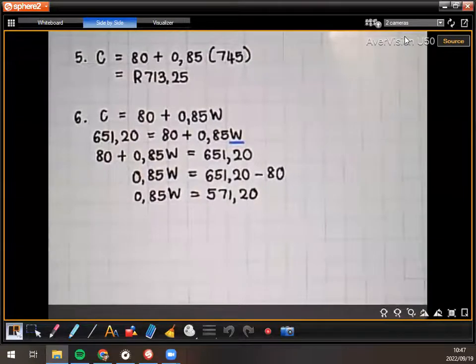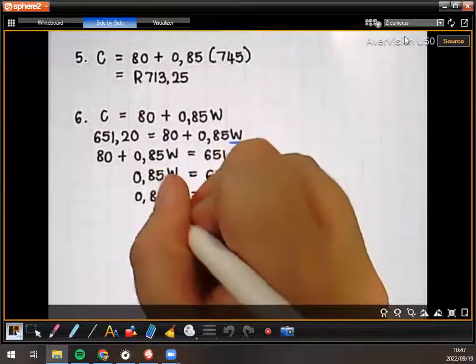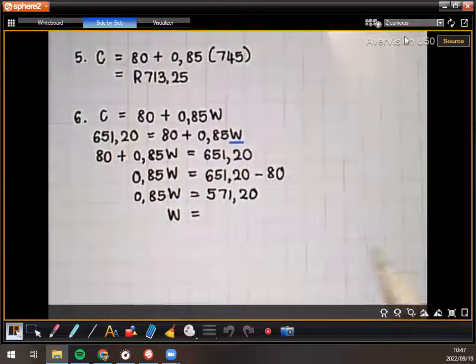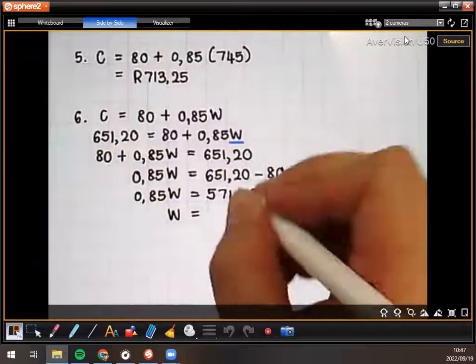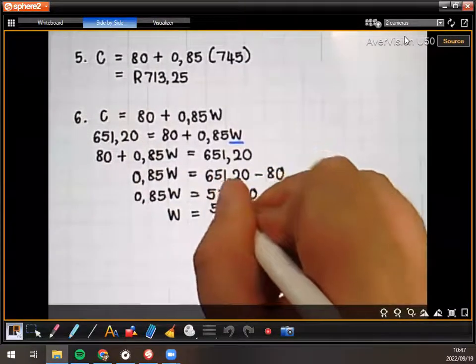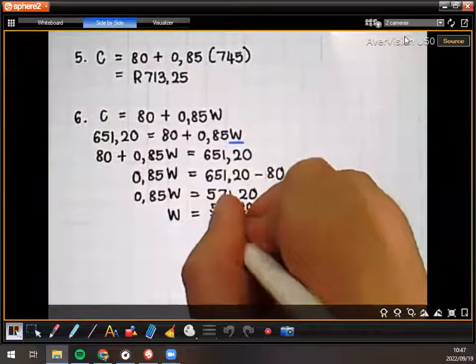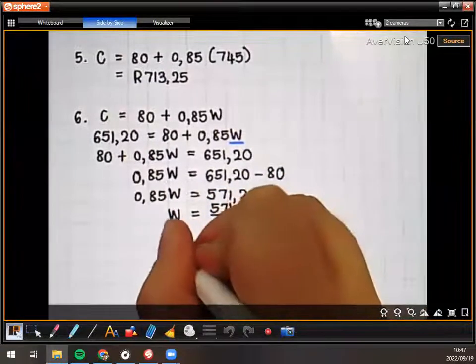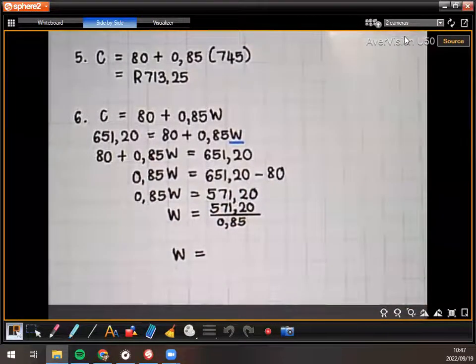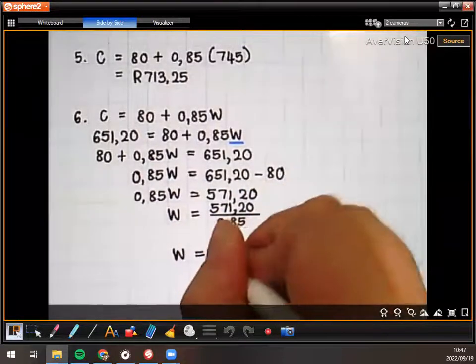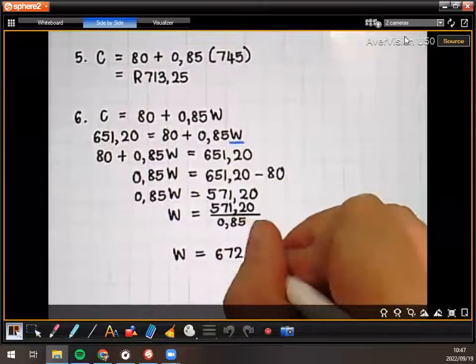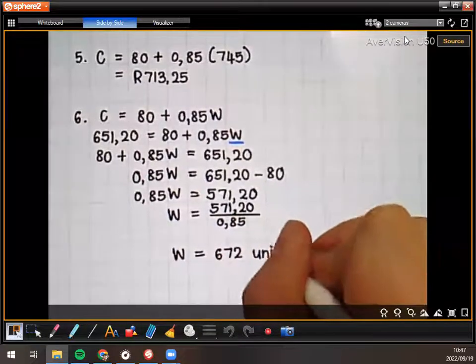Yeah, what's the opposite of multiplying by 0.85? Dividing. Okay, good. So now we're going to have W equals. Now I must take this amount and divide by 0.85. Again, guys, you will be allowed to use a calculator for a question like this. So don't stress about that. We actually are worried about whether you can do the method as opposed to whether you can divide by decimals here. Okay, so W is then 571.20 divided by 0.85. That's a nice round number, 672 units.